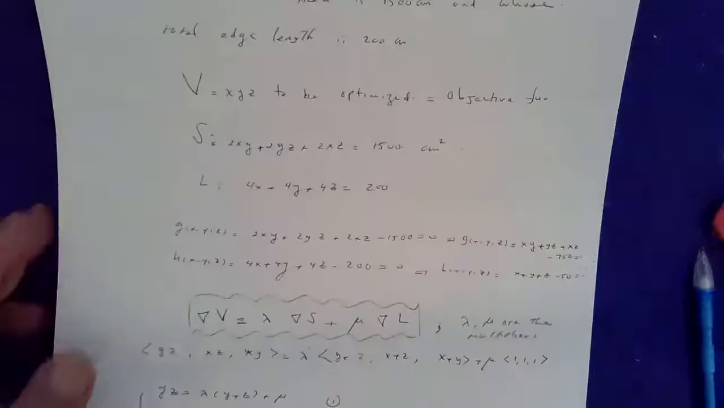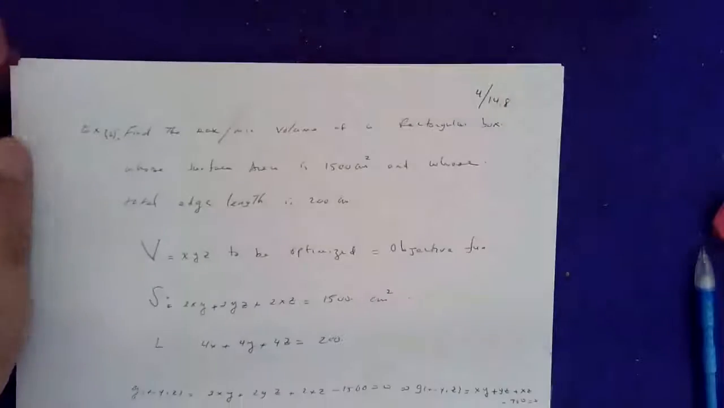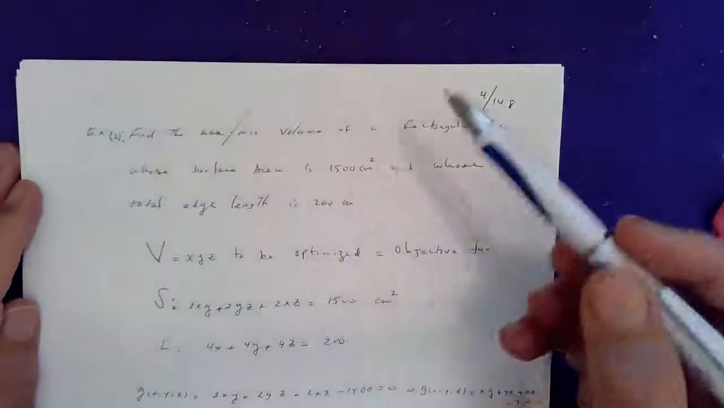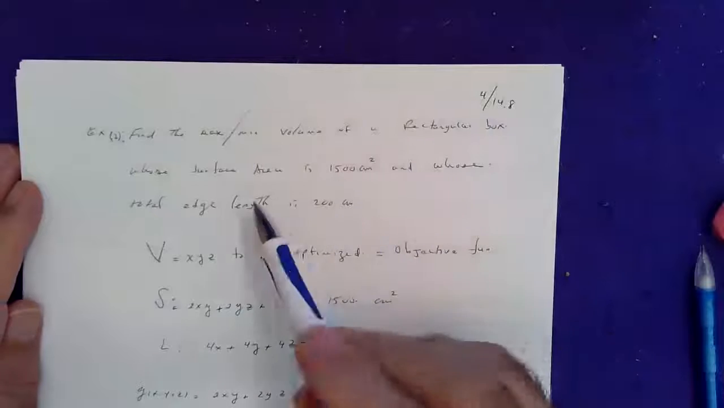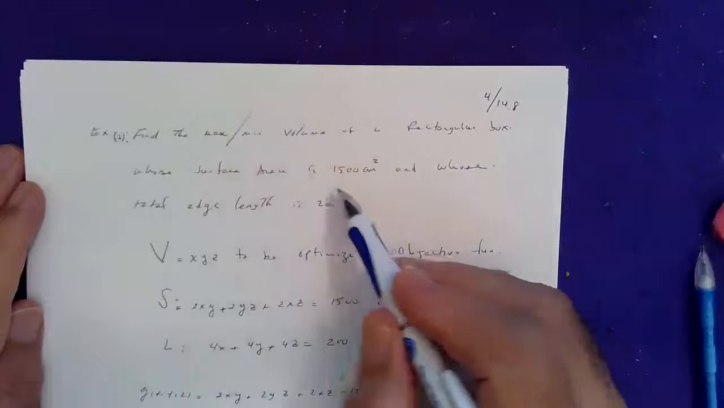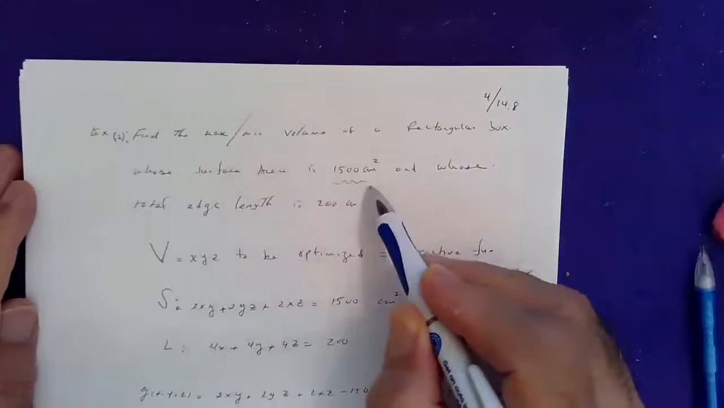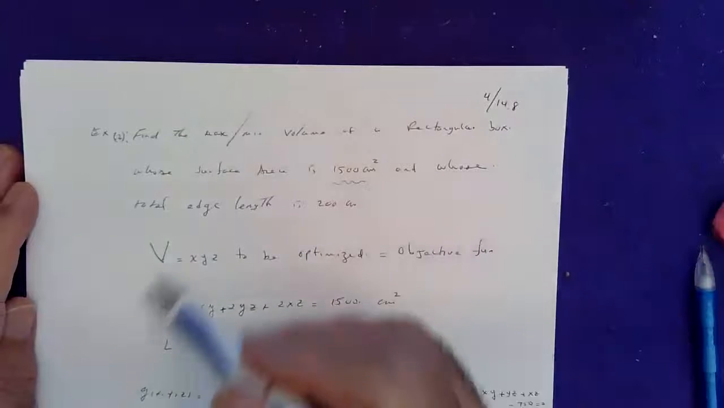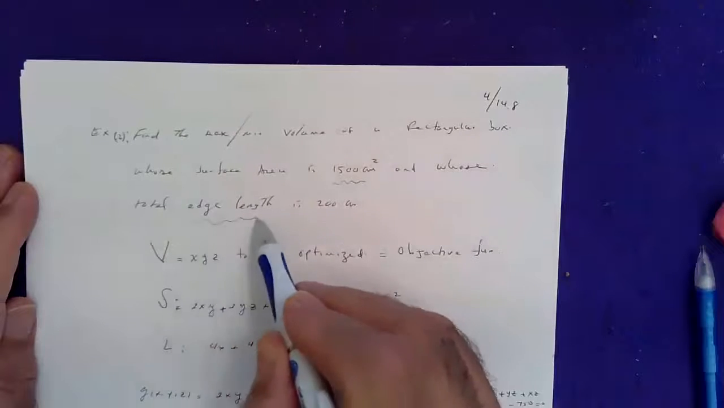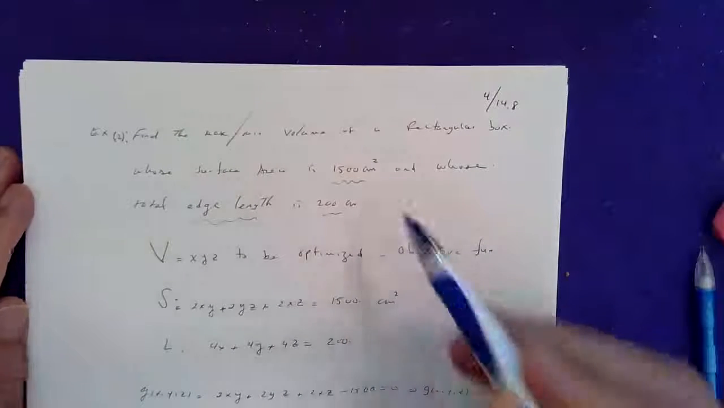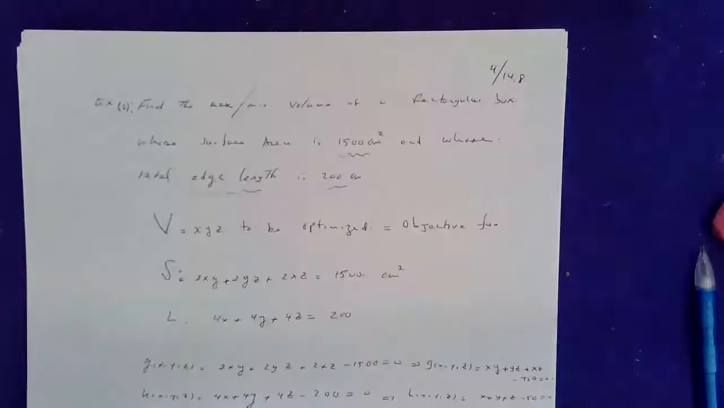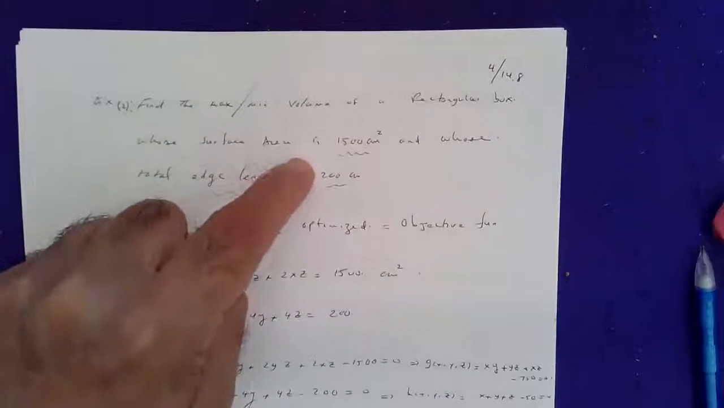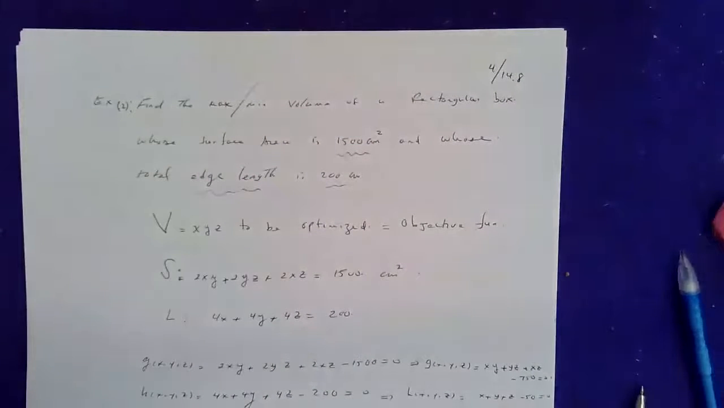On the other hand, sometimes you may have this problem. Find the maximum and minimum volume of a rectangular box whose surface area is 15 square centimeter and whose total edge length is equal to 200 centimeter. So now you have two constraints. Did you notice why we used the Lagrange multiplier in the previous problem?